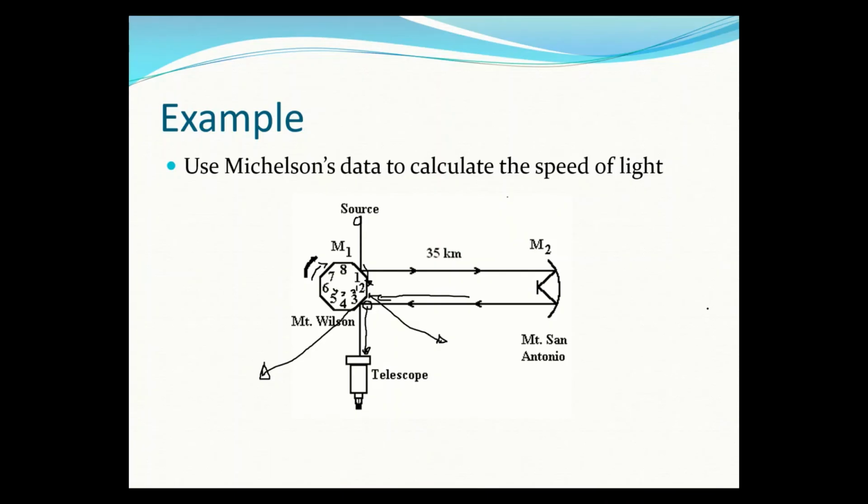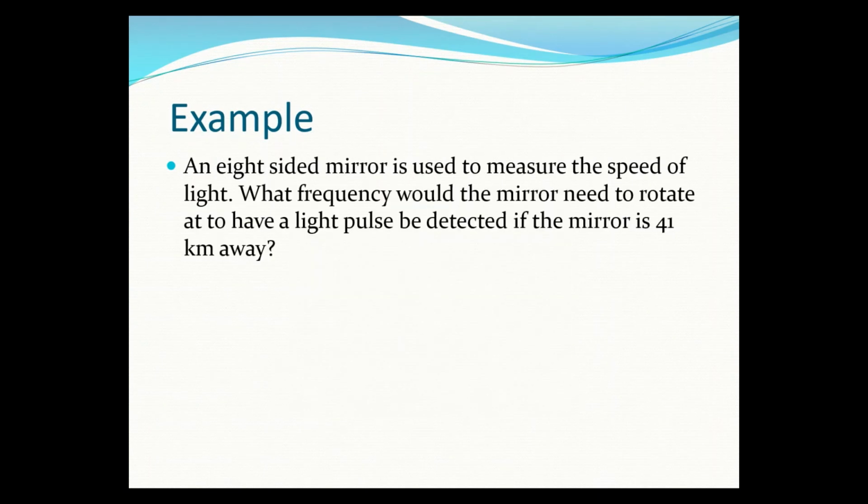Okay, we're going to do another example here. This is slightly different. There are just a couple of ways of doing this question. The first way I showed you is one, and this is another way. An 8-sided mirror is used to measure the speed of light. What frequency would the mirror need to rotate at to have the light pulse be detected if the mirror is 41 kilometers away?